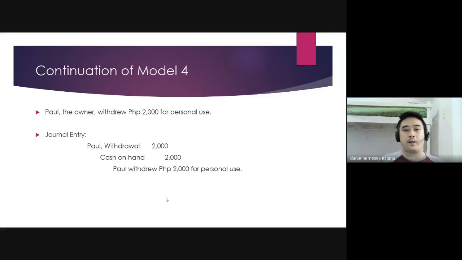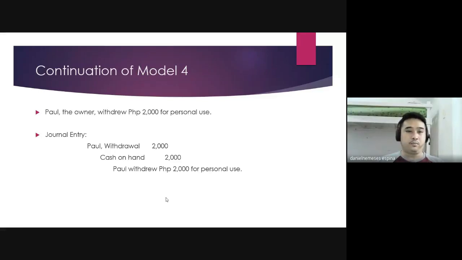So for example, ang gigamit nga money is for bayad sa tuition sa iyang anak or bayad sa bill sa ilang balay na wala naka-benefit ang business, it should not be recorded in the books of the business because it's for personal.